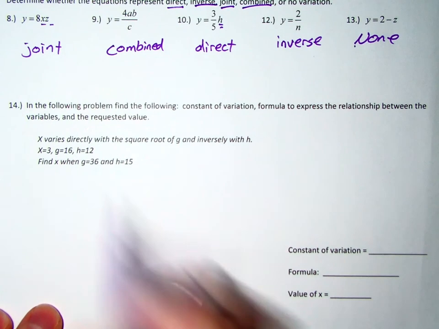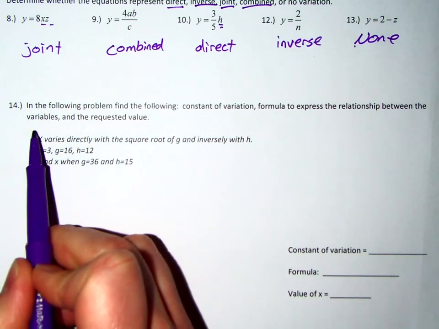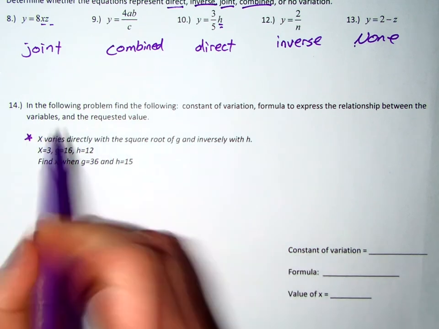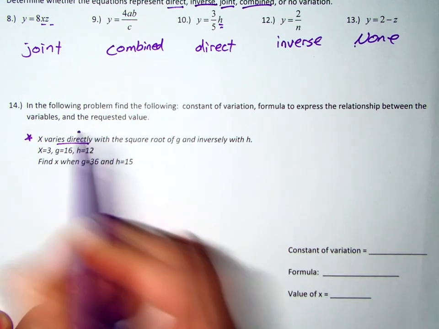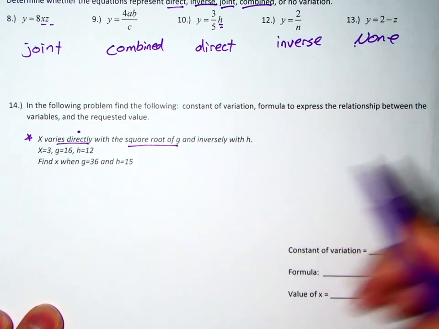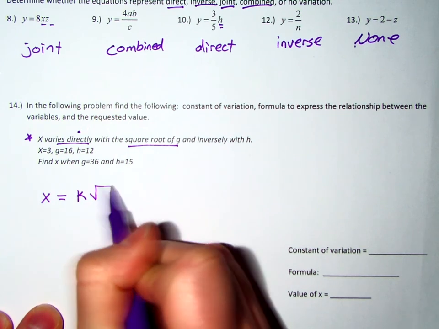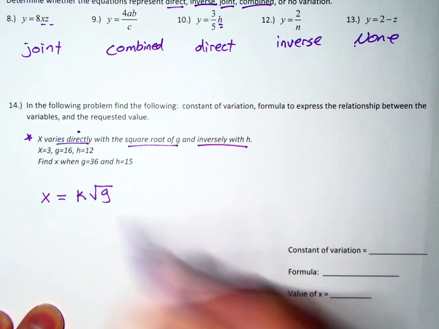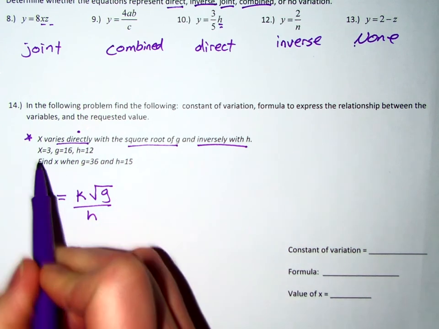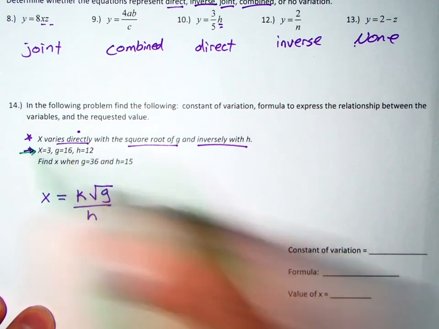All right, so in the following problem, find the constant of variation, the formula that expresses the relationship between the variables, and the requested value. So we'll start out with the original. X varies directly, which remember means multiplication, with the square root of g. So we can start out with that. X varies directly, so we have our constant k and the square root of g, and inversely with h, so we'll divide by h. Then it tells us what the x, g, and h values are. So we're going to go ahead and plug that information in.